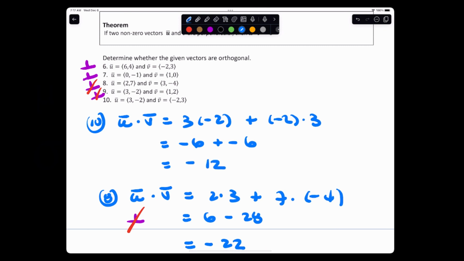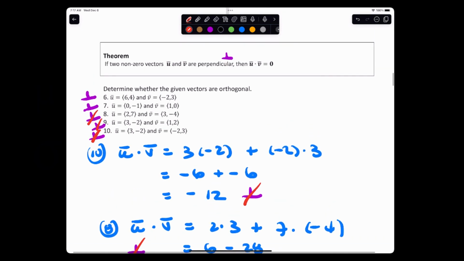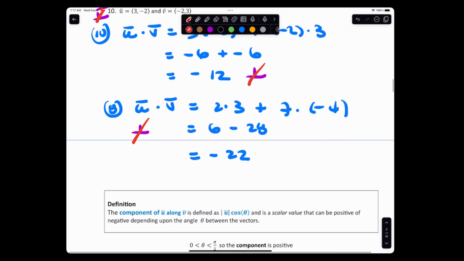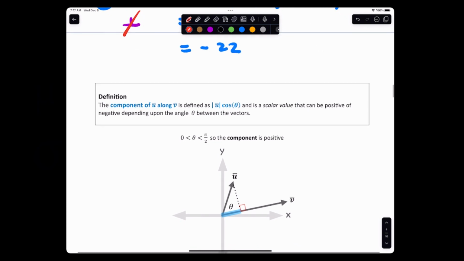This is negative 12. Is that right? Negative 6 plus negative 6. So what do you guys know about number 10? The vectors are not what? Not orthogonal. So you're using this dot product has to be 0. All right, you guys okay with that?